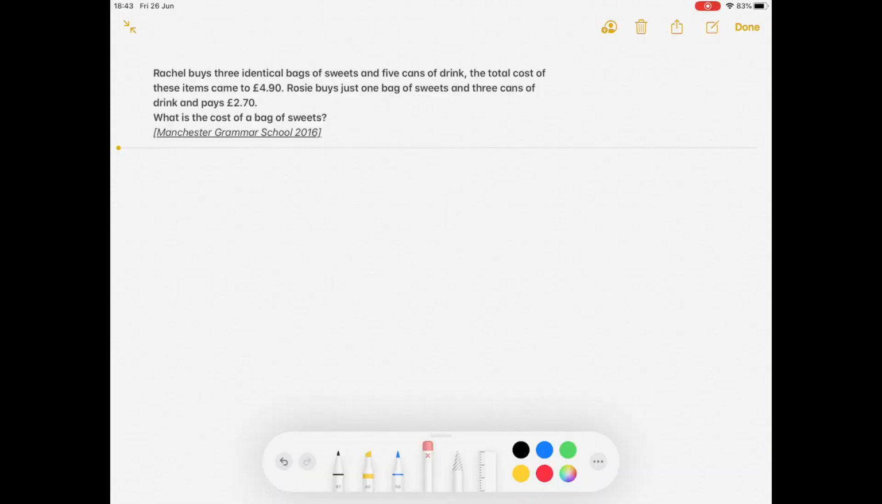Great. Now we've learned how to solve our first simultaneous equation by substitution. Now I've got a relevant exam question here for you for the 11+. I've taken this from the Manchester Grammar School paper from 2016.